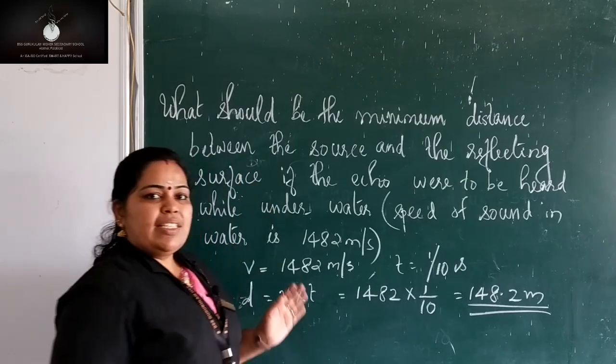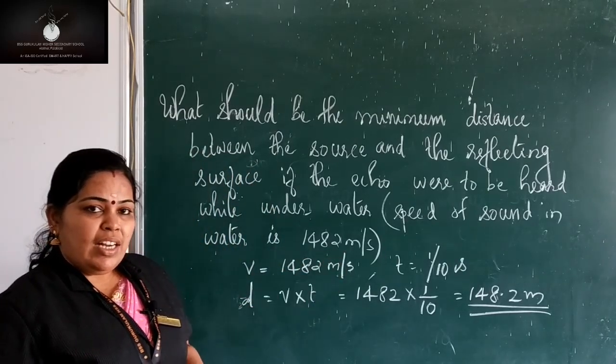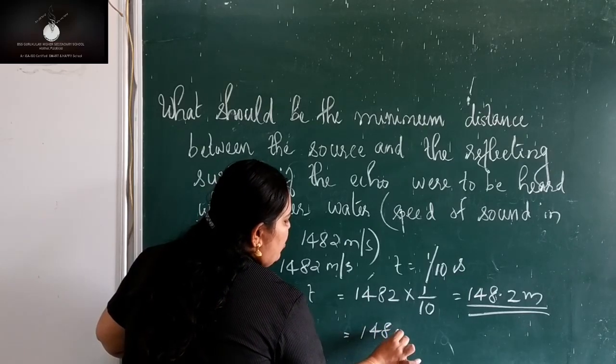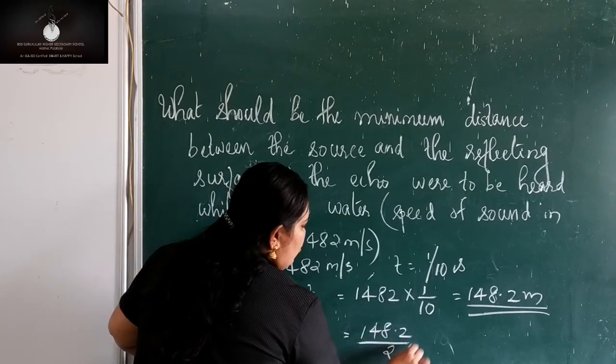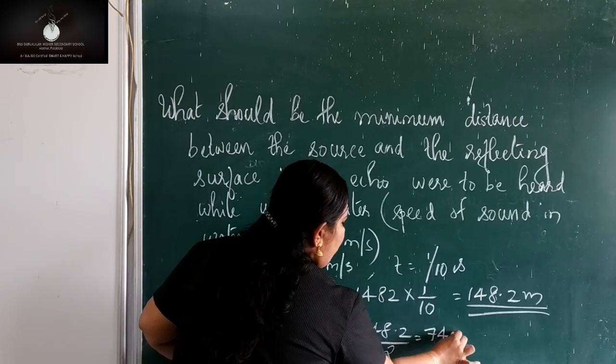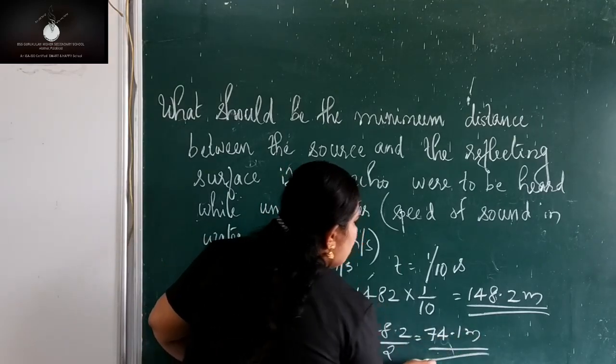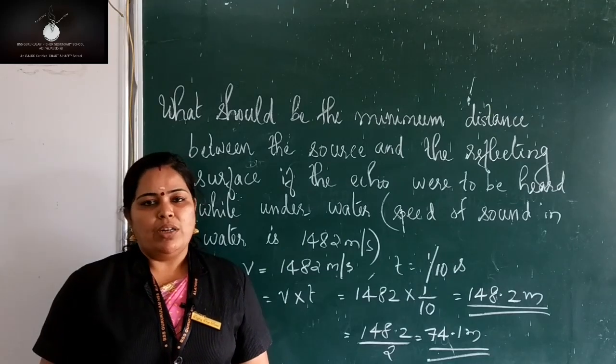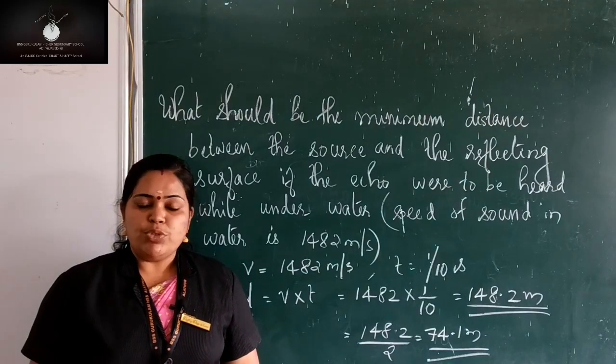So what will be the distance to the reflecting surface? The distance to the reflecting surface will be 148.2 divided by 2, which is equal to 74.1 meter. So the distance to the reflecting surface is 74.1 meter. Is it clear how to do the problem?